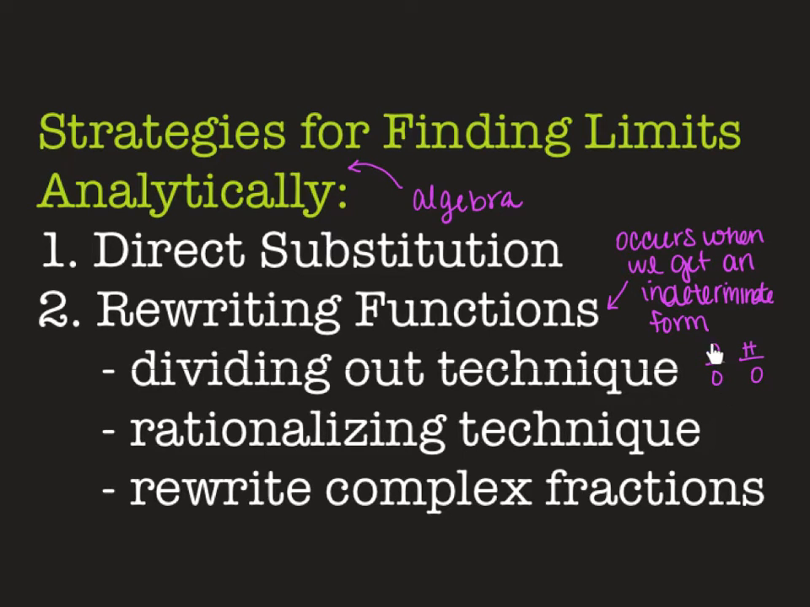Now, those options depend on your problem. The three techniques that we have are the dividing out technique, which is usually for rational functions; the rationalizing technique, for when you might see a rational function that has a radical sign in it, where we need to rewrite the fraction; and our last option, rewriting complex fractions. This is when you might see a fraction in the numerator of another fraction.